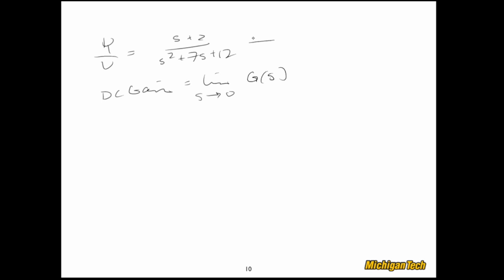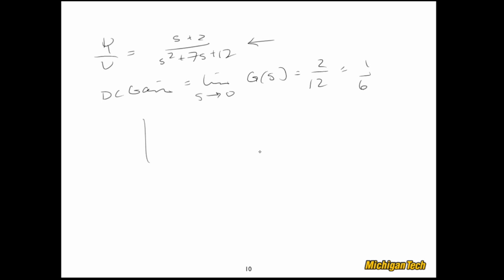So we could do something like the DC gain. Well, let's review. Y over u was equal to s plus 2 over s squared plus 7s plus 12. And according to what we just did with that little formula, the DC gain is the limit as s goes to 0 of g of s, which is this. And that's equal to 2 over 12, or 1/6. And it's beautiful.